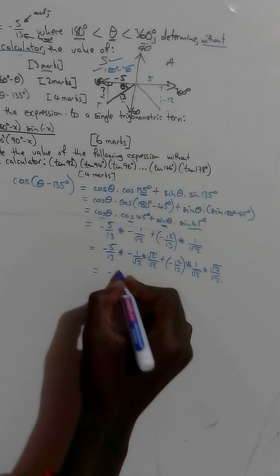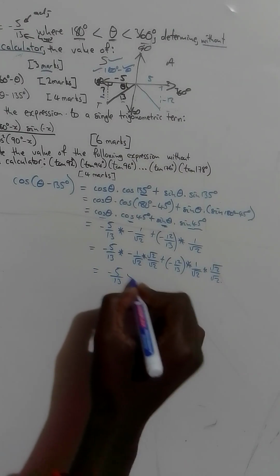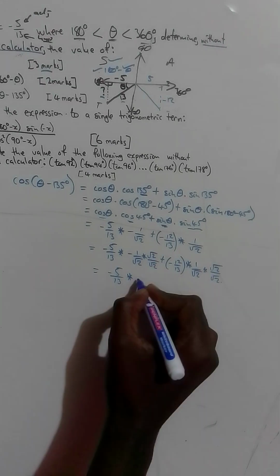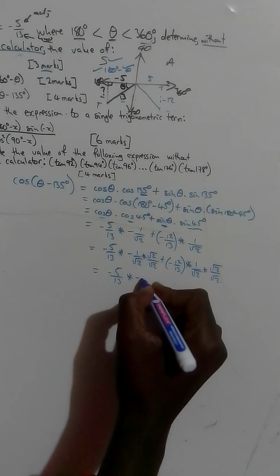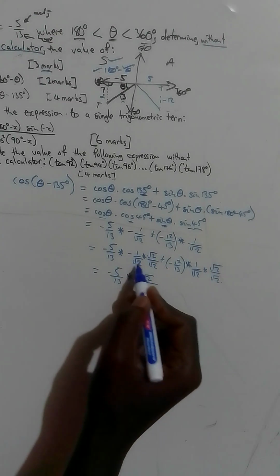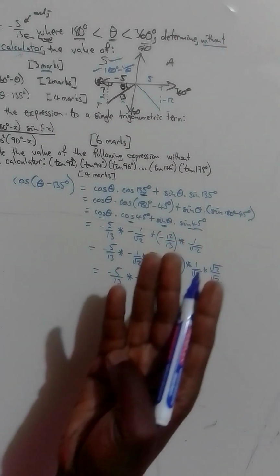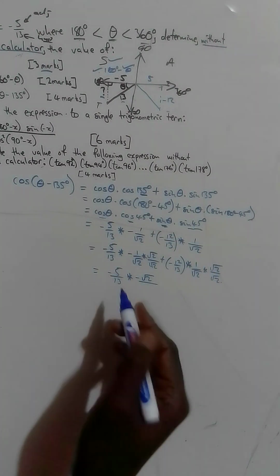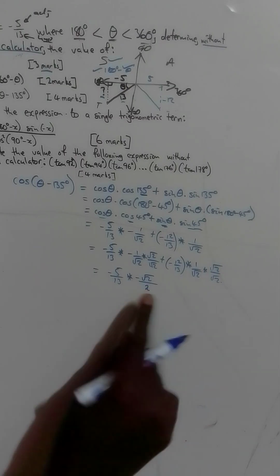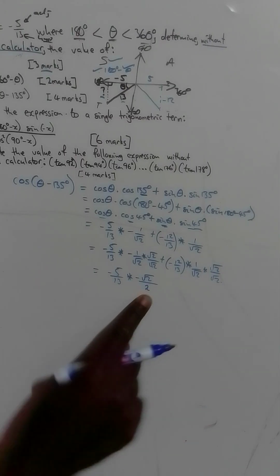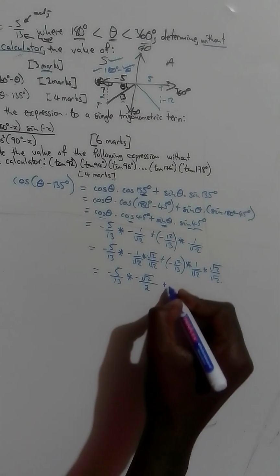Now here I've got negative 5 over 13 multiplied by negative 1, negative times positive, that's a negative. 1 times square root of 2 is square root of 2, over square root of 2 times square root of 2, which gives me square root of 4. And what is square root of 4? It's a square root of a perfect square. It gives me 2. Now I've made it a natural number.